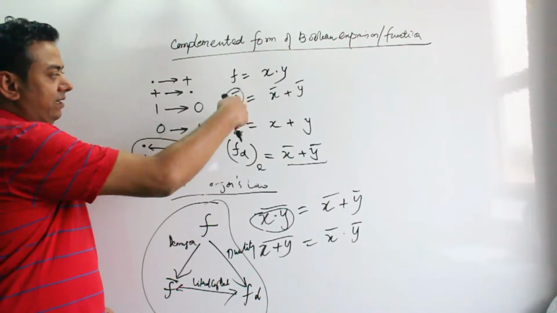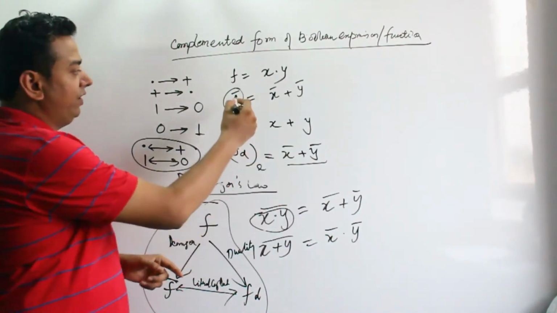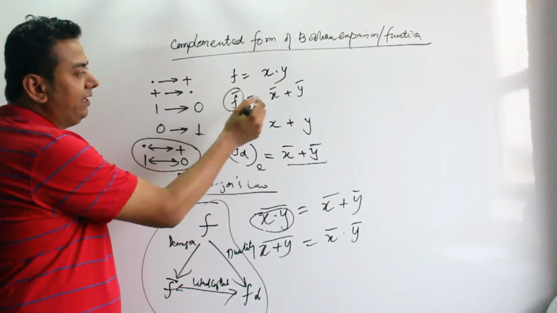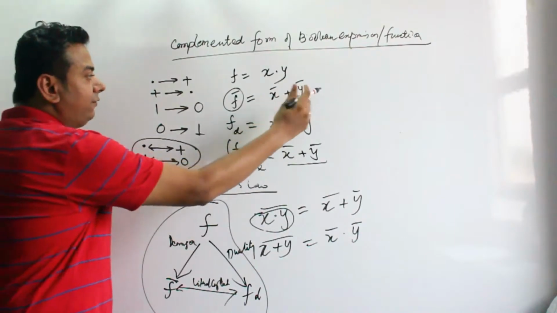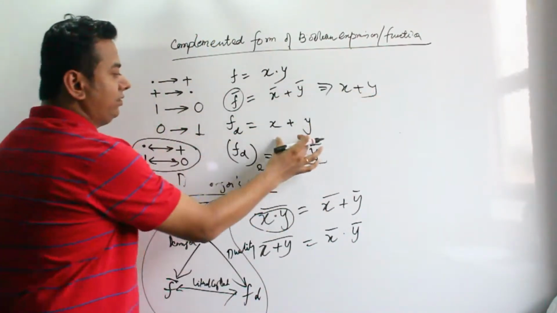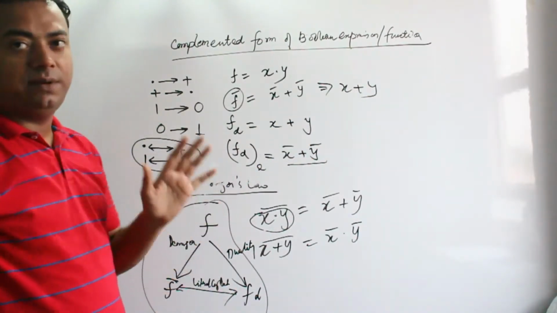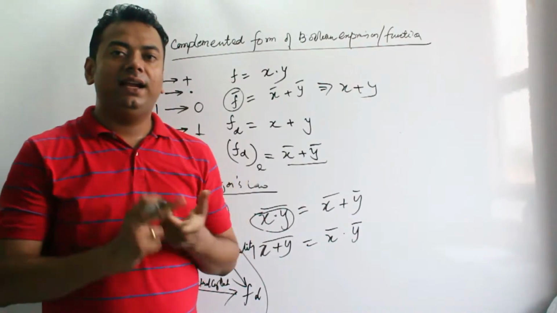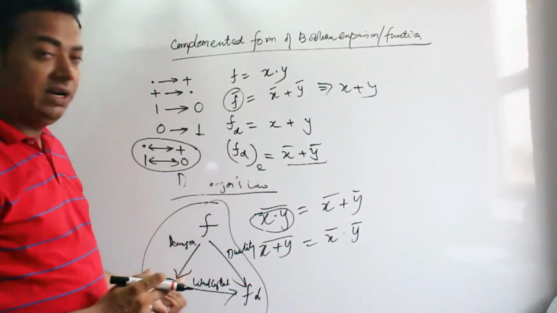You can see it in this way also. You have a function complemented here. What is the literal change for this? The literal change is x plus y, and x plus y is equal to that FD. So remember, this is a very beautiful concept, the duality and DeMorgan's law, which is nothing but the complemented form.